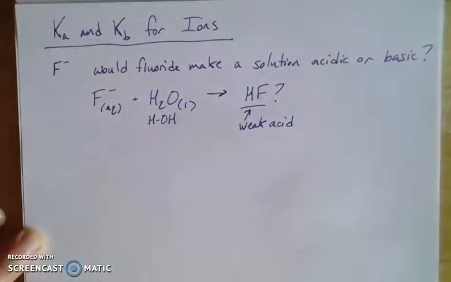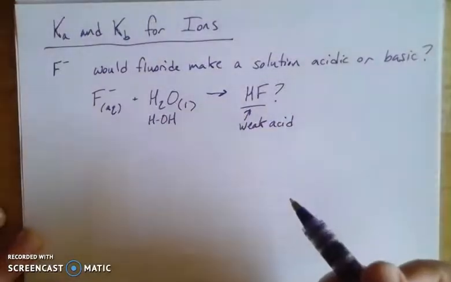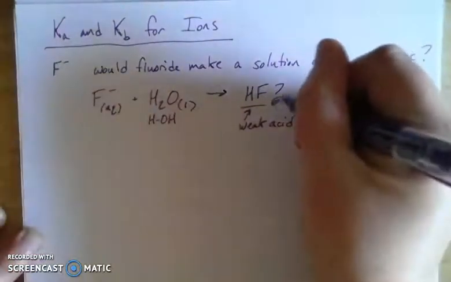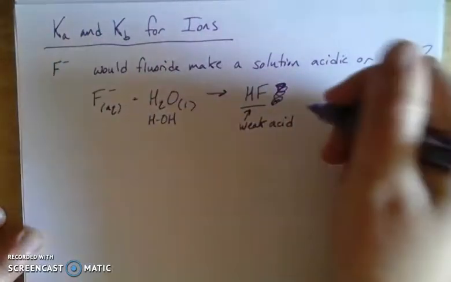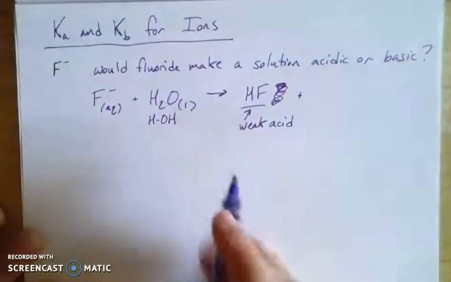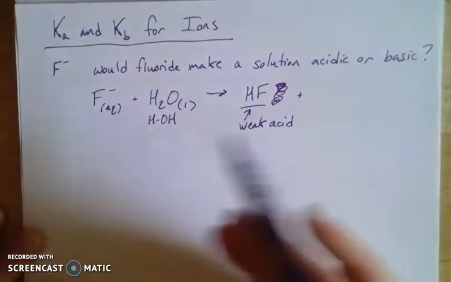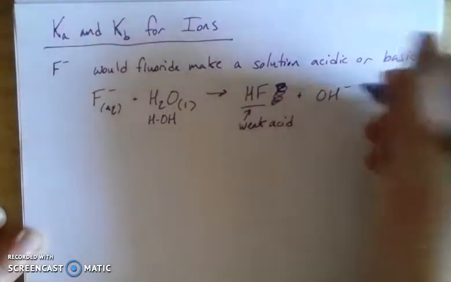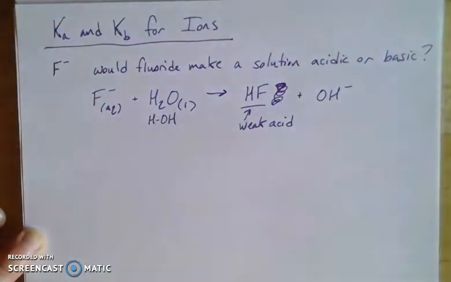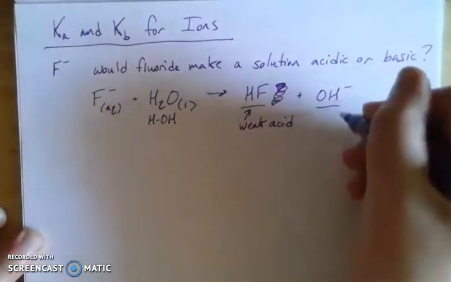And because it's a weak acid, it will form, no question about it. It likes to be together. And so when that fluoride ion pulls the hydrogen away from water, thus splitting it apart, what's left over is a hydroxide ion, and that hydroxide ion then makes the solution basic.